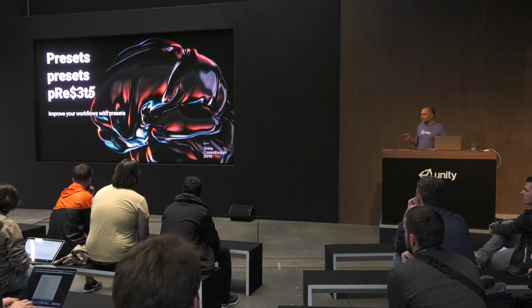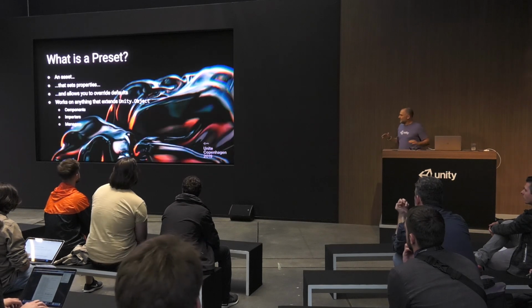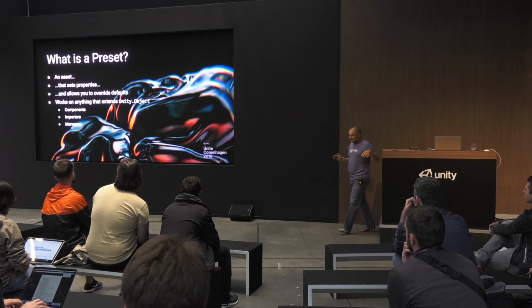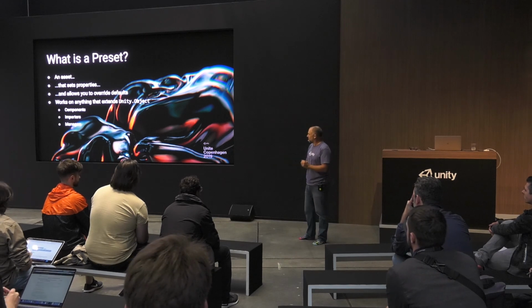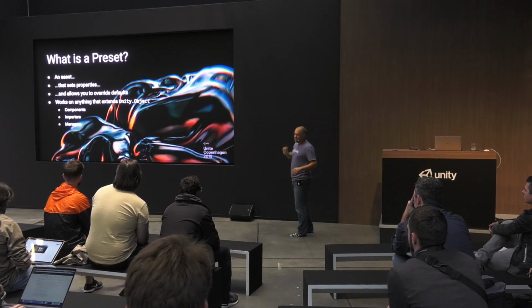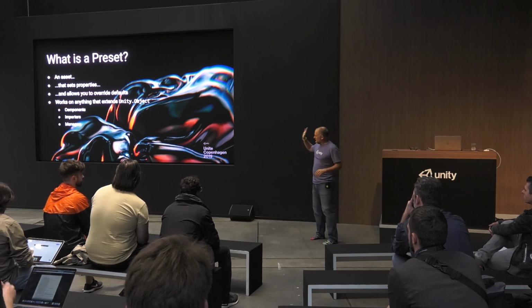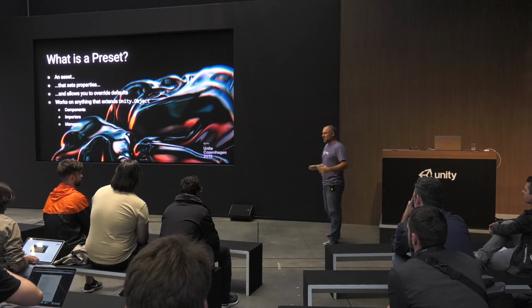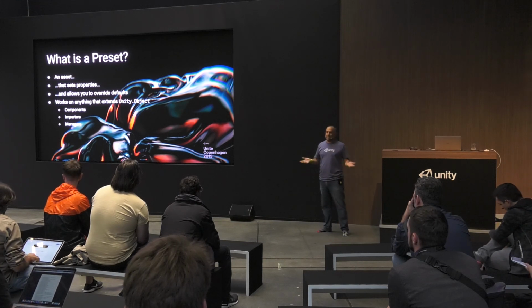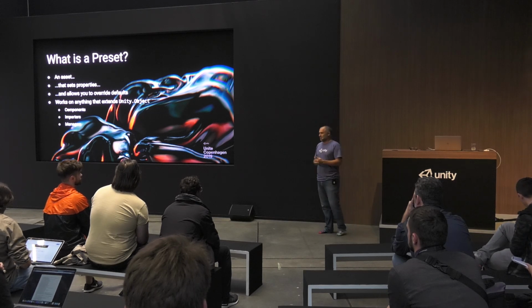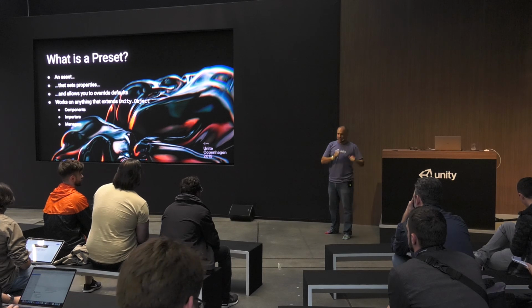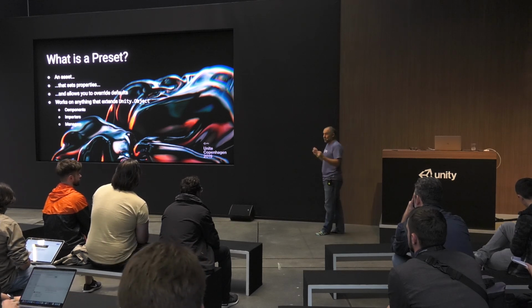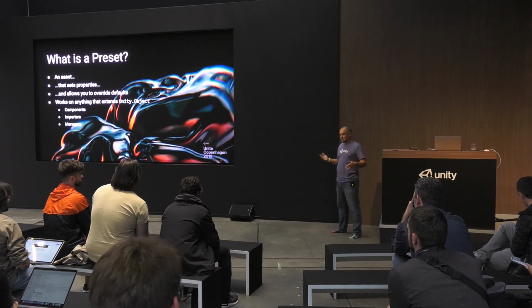So let's start off with some obvious things. First off, what is a preset? A preset is an asset. It lives in your project folder like other things that live in your project folder. But what does it do? It sets properties and allows you to override defaults. So you can take the values of something like a wind component, or maybe a texture importer pixel value, and set it to something different than what Unity, in our wisdom, thought was the correct setting, right?